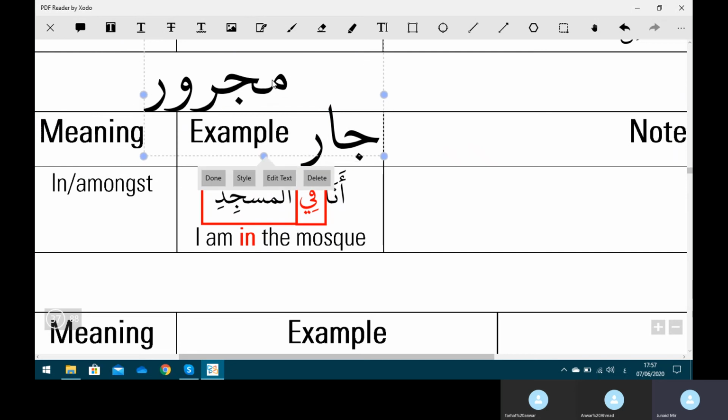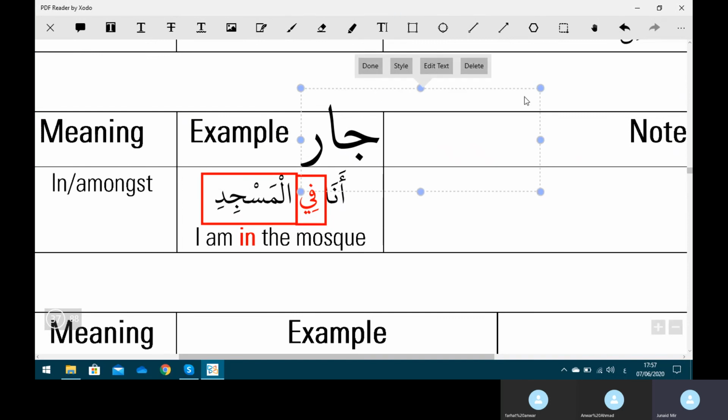Like hadal kitabu is a fragment and it doesn't make complete sense. Fil masjidi is also a fragment. It's a different type of fragment known as jar wa majroor. Hadal kitabu is fragment number 1. It's known as ismul ishara wal badal. This is fragment number 2. Fil masjidi and it's called jar wa majroor. Because fi is jar, al masjidi is majroor. We call it jar wa majroor. That's what we mean by that.